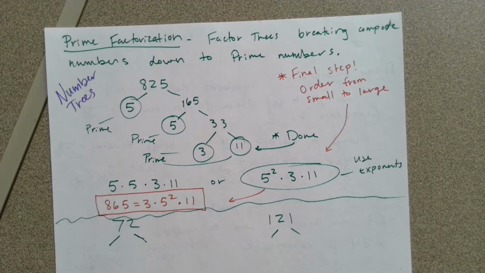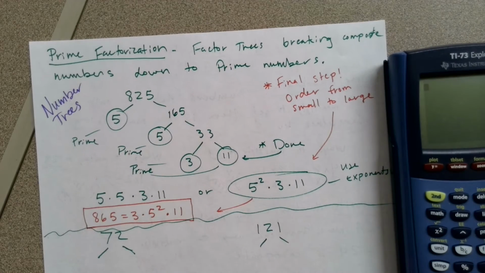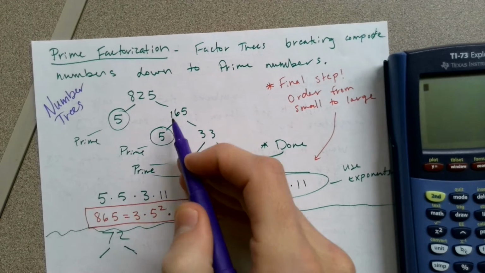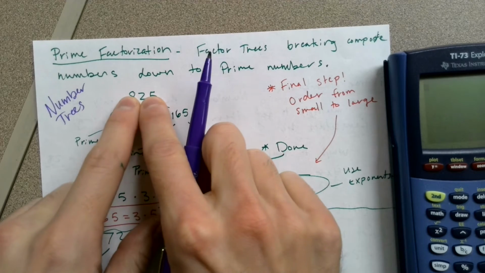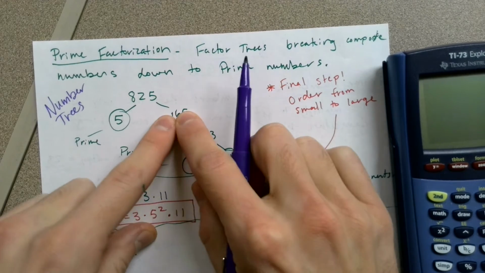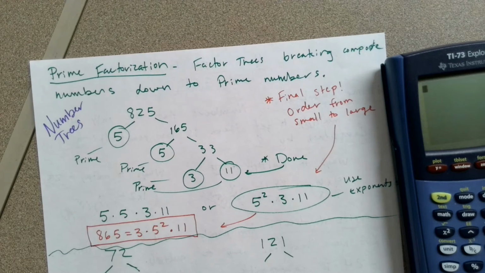So if you see here, on this one, I started with 825. And what I did is I immediately knew it was divisible by 5 because it ended in a 5. So I divided by 5, got 5 times 165. That's what this tree represents. These two numbers multiplied equals the one above it. These two numbers multiplied equal that one, so on and so on.